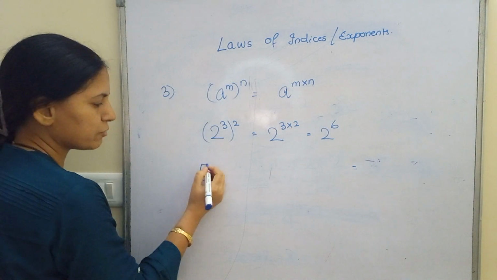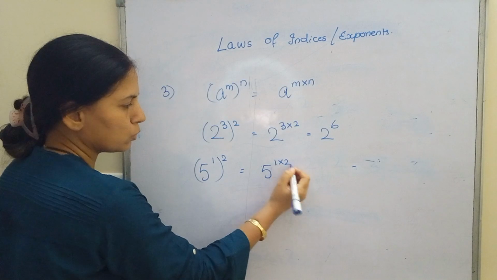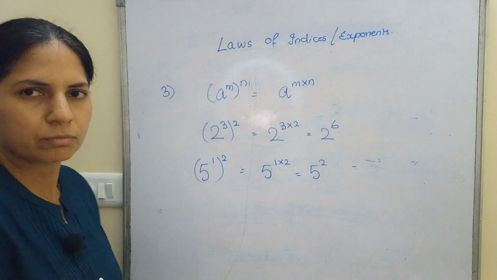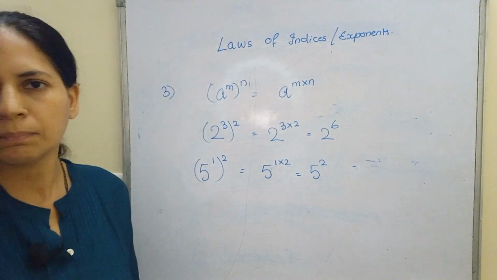For example, if it is 5 raised to 1, the whole raised to 2, it is 5 raised to 1 into 2, which is 5 square, which is nothing but 25. Understood the multiplication type rule?